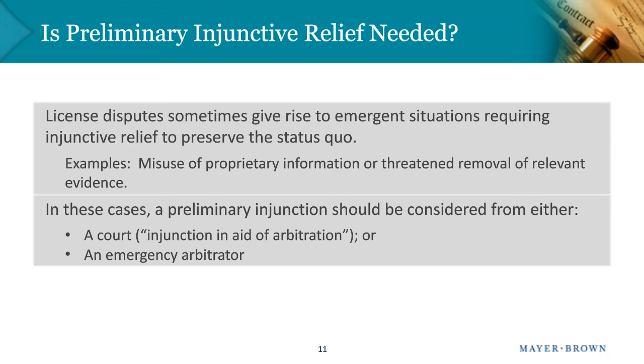By administering institution, we mean institutions like the American Arbitration Association or the International Chamber of Commerce, which are often specified in the arbitration clause to administer the arbitration. These institutions all have provisions authorizing the appointment of emergency arbitrators on short notice. So either of these options should be considered if preliminary injunctive relief is needed.